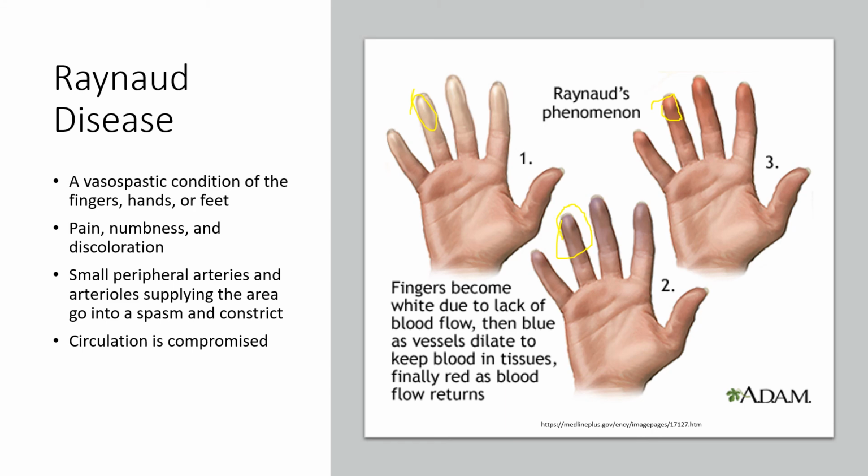go into a spasm and constrict. And this does compromise the overall circulation. The episode usually resolves spontaneously after the application of warmth. So Raynaud disease and Raynaud phenomenon tends to occur when the patient's in a cold environment. And this is a condition that is usually made worse by smoking tobacco and drinking alcohol.